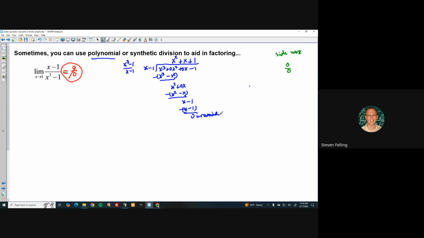And that means that this divided evenly, which means that you can say that this times this is equal to the original denominator here, x cubed minus 1. So now I can state that this limit is equal to the limit as x approaches 1 of, I'm going to factor this denominator. This is this times this. So it's x minus 1 times x squared plus x plus 1. And the top is x minus 1 times a 1. That will allow me to factor and cancel out this x minus 1. So this is algebraically equivalent. The limit as x approaches 1 of 1 over x squared plus x plus 1.